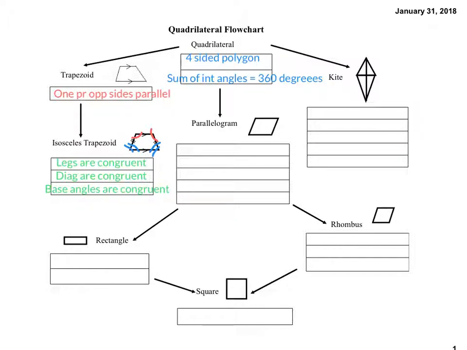If you're a kite, we have a couple properties. So we've proven that it's a quadrilateral. Now we're proving that it's a kite. Some properties of a kite are that we have two pair of consecutive sides congruent. Okay, so if I am marking my diagram as I go, these guys are congruent and these guys are congruent.